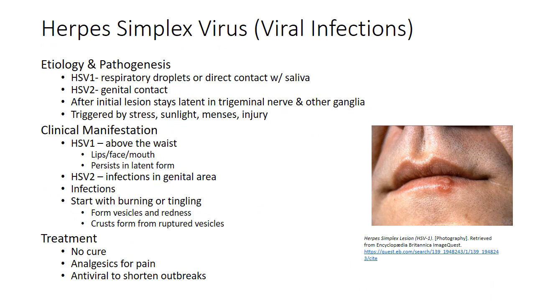Another type of viral infection is herpes simplex virus, and there are two types that affect humans, type 1 and 2. I think type 1 is typically above the waist, and type 2 is pretty confined to the genital region. It should be noted that type 1 can spread to other parts of the body.